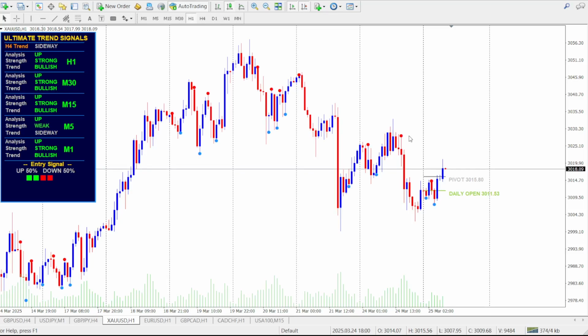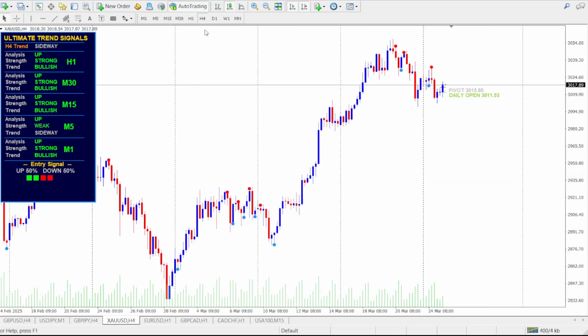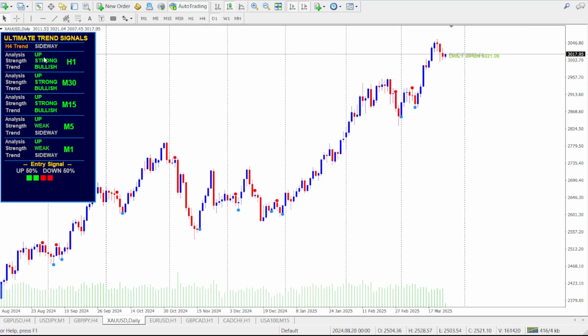Then, talking about trend strength and direction, you can see this tab here. It has information about the 1 hour, the 30 minutes, the 15 minutes, the 5 minutes, and the 1 minute. So it's giving you information about the prevailing momentum, the prevailing trend across these time frames. You can see the H4 trend says sideways. The H1 trend says up, strong bullish.